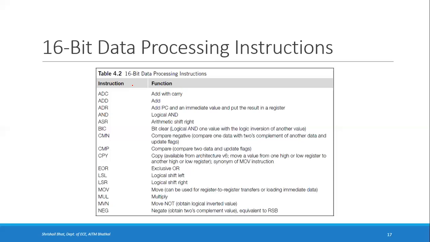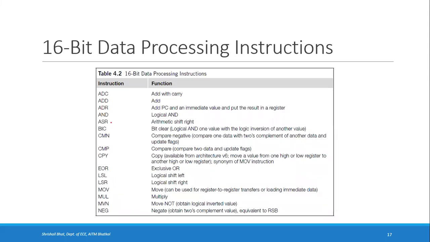Coming to this, the ADD instruction is add. ADC is add with carry. Then ADR means you are going to find the relative address. What happens in ADR is you add the program counter with an immediate value and put the result in a register. That means you are getting a relative address in a particular register. Syntax and all we will see later. Here is just a list of different instructions. Some of them I will highlight, others you can just refer to.